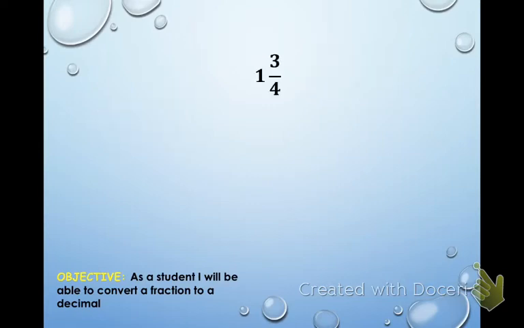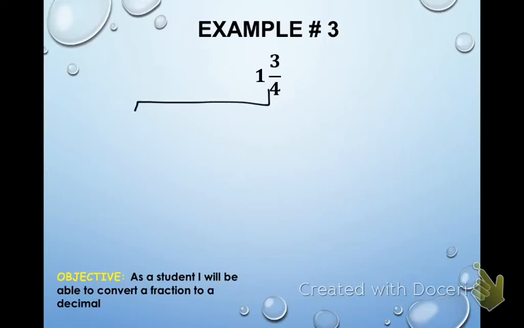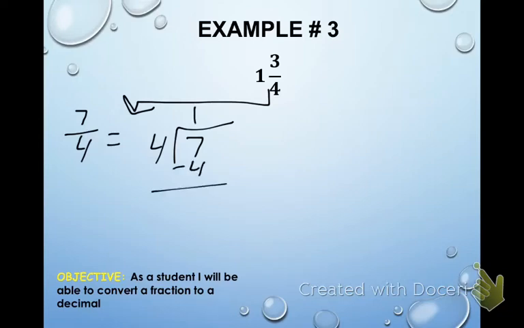Example number 3. Ooh, this one is a little bit different because this one is very interesting. This one happens to be a mixed number, but we still want to convert this to a decimal. So there's actually 2 ways we can do this. I'm going to show you the first way. The first way is to convert that into an improper fraction, which would be 4 times 1 is 4 plus 3 is 7 over 4. If we did 7 over 4, we would put the numerator on the inside and the denominator on the outside. 4 goes into 7 one time. 1 times 4 is 4. We subtract, we get 3 left over. Well, we have to add a decimal, and we have to add a 0. Put our decimal at the top.